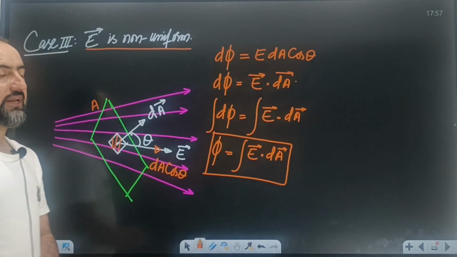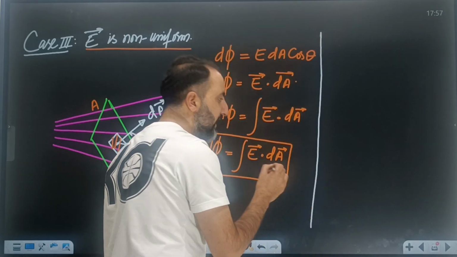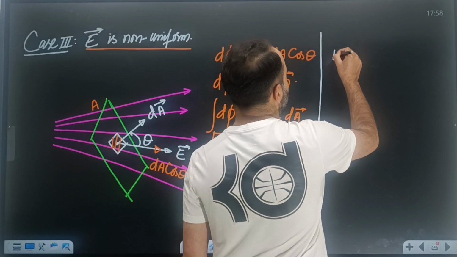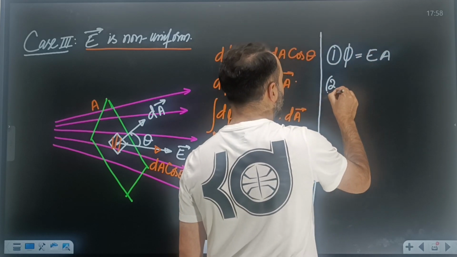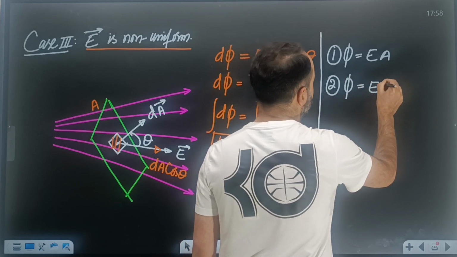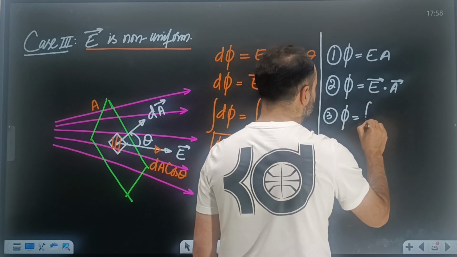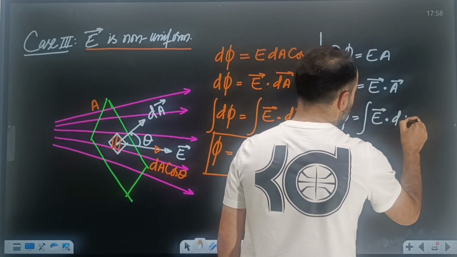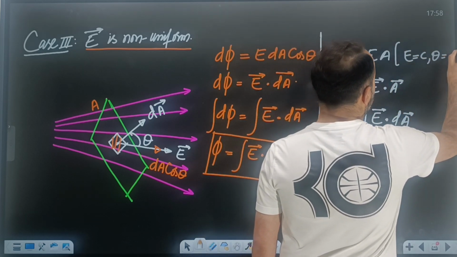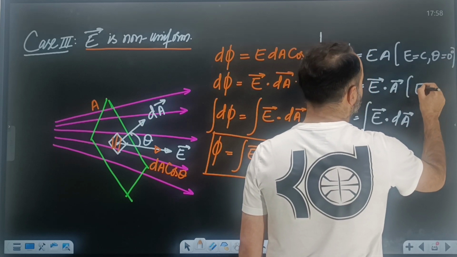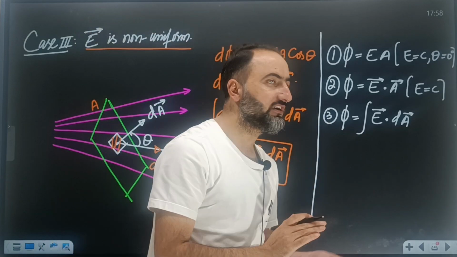Okay? So you tell me how many equations are there to calculate the electric flux. There are exactly 3 different equations. Equation number first is this, let me write it like this. That is flux is equal to E multiplied by A. Equation number second to calculate the flux is the dot product of the electric field and the area vector. And equation number third is that flux is equal to integration of E dot dA. But the first equation is true only if electric field is constant and theta is equal to 0 degree. The second equation is true only if electric field is constant, and the third equation is always true. It's a more generalized equation.